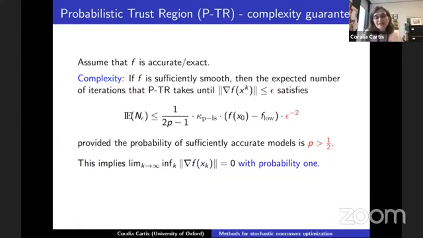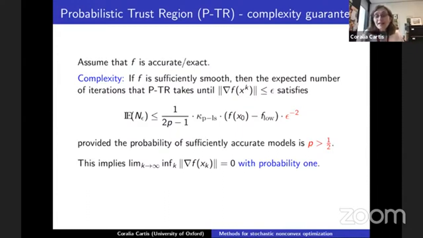So p is greater than a half, so more than half the time, strictly, I have to see good models. If more than half the time I see good models, I have a convergent algorithm with probability 1, and with the same complexity as classical methods.